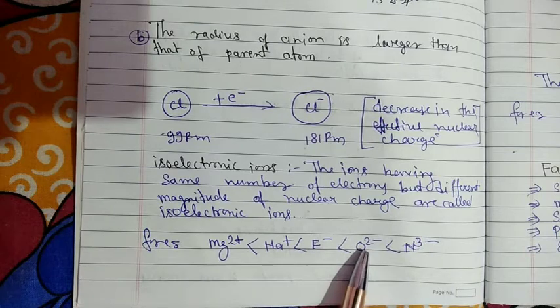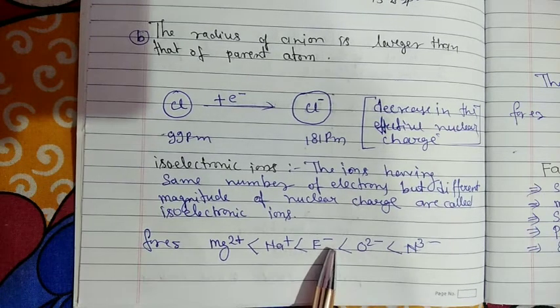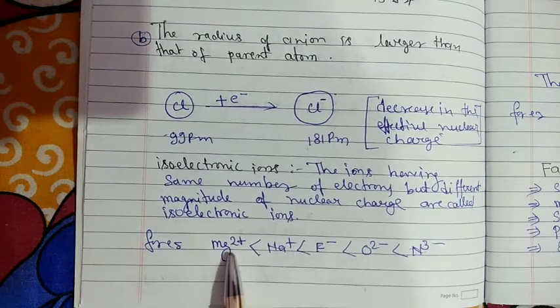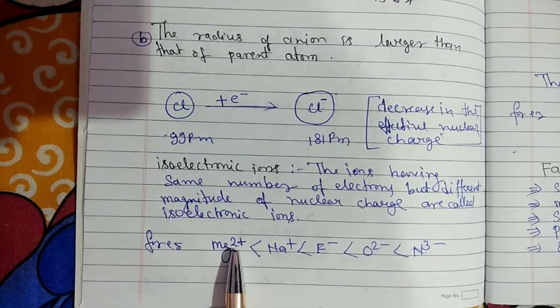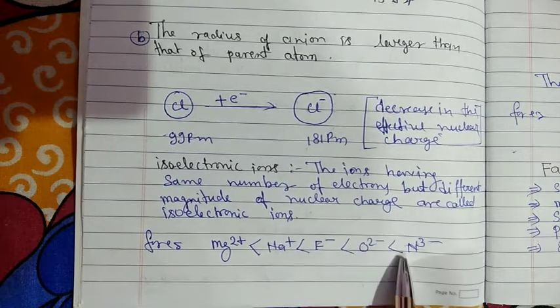Oxygen gains 2 electrons, fluorine gains 1 electron, sodium loses 1 electron, magnesium loses 2 electrons. So their ionic radius increases in this order.